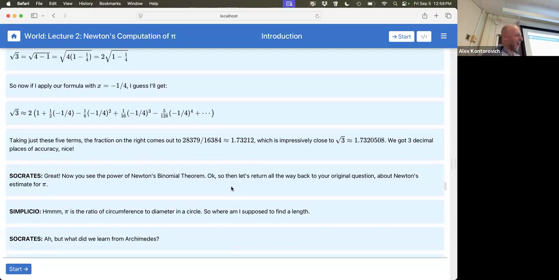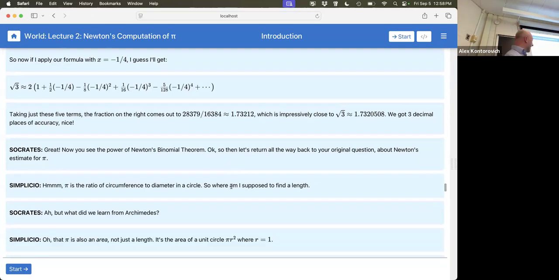And Socrates says, okay, that's a good first idea, but what did Archimedes teach us? Simplicia says, Archimedes, what does Archimedes have to do with pi? Archimedes has everything to do with pi. The reason pi is important is because of Archimedes. The fact that pi is the ratio of circumference to diameter, so what? It's some arbitrary constant like any other constant in the universe. The fact that it's one constant to rule them all is due to Archimedes.